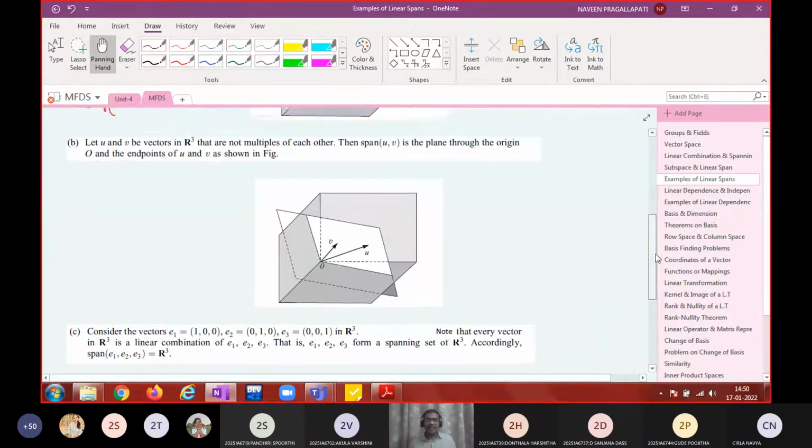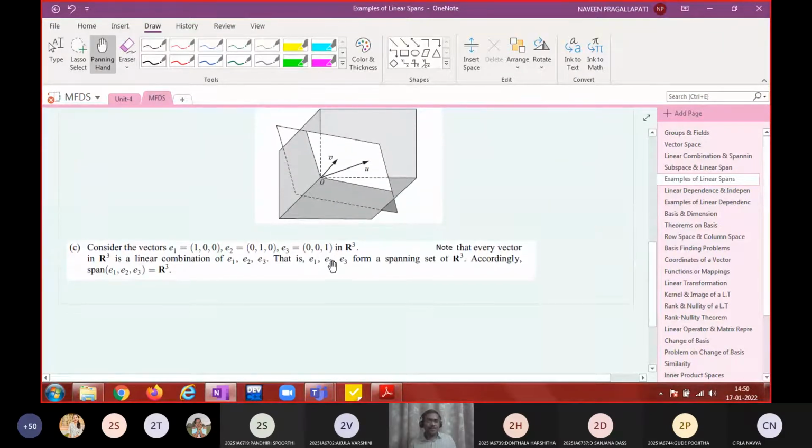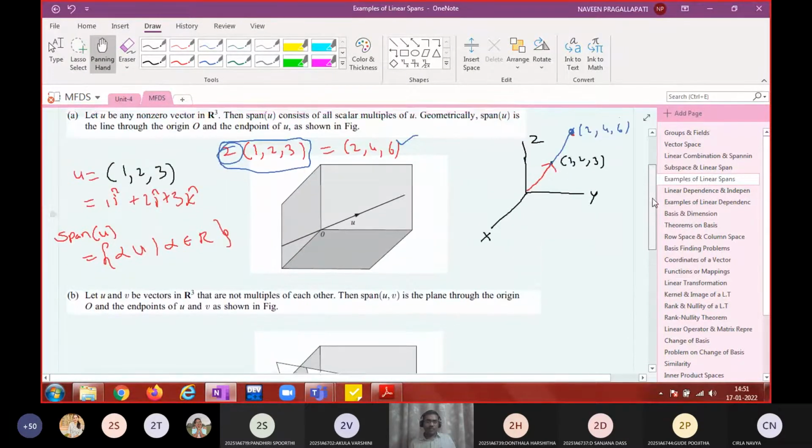Which lines are subspaces, which are not. Okay. Shall I proceed? Is this clear?